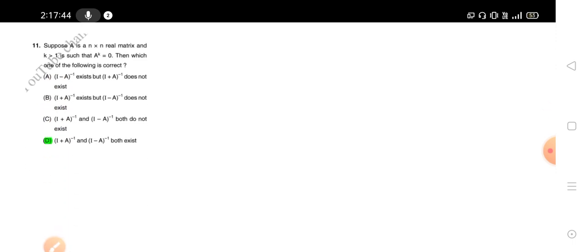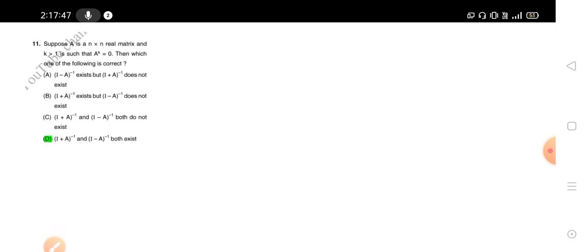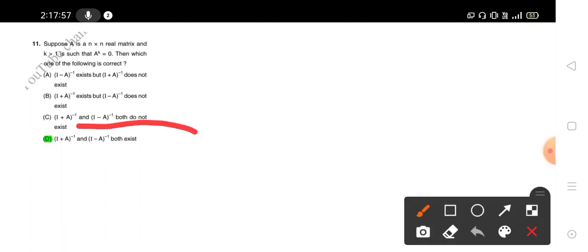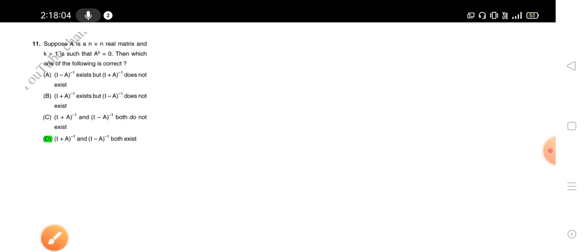Next question. Suppose A is an n cross n real matrix and k greater than 1 is such that A raised to k is 0. Then which one of the following is correct? Answer D is correct: 1 minus A inverse and 1 plus A inverse both exist.